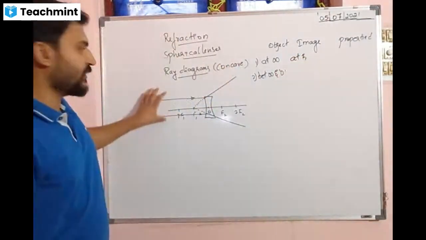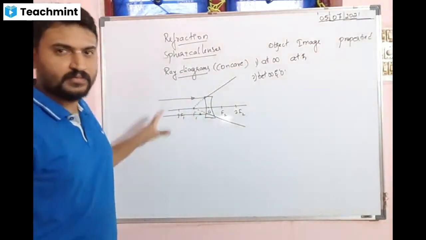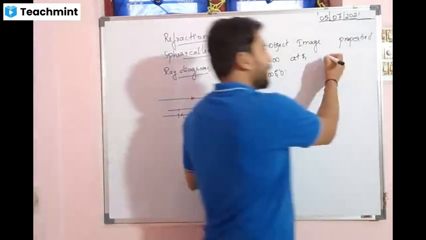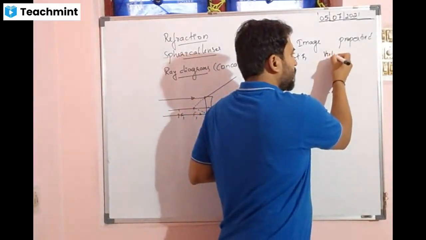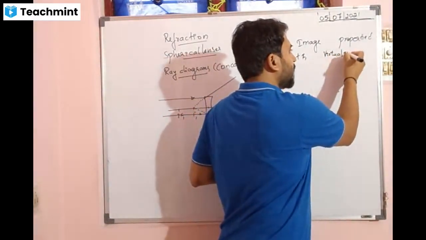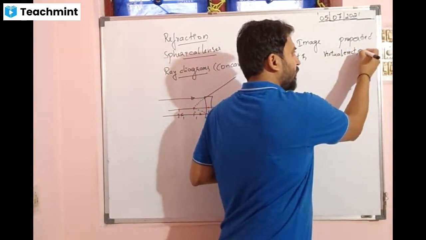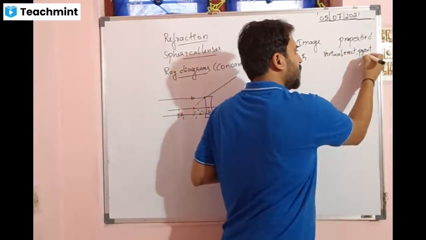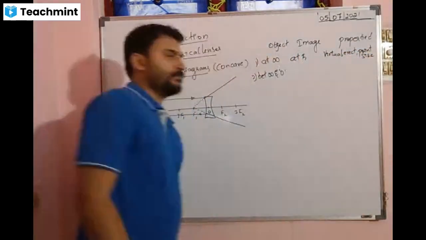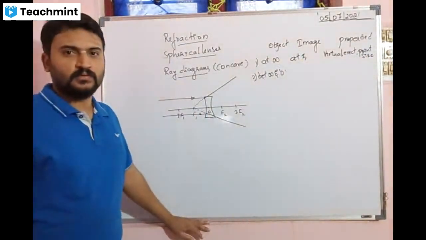As you can see, the object as well as the image is on the same side. Therefore, we can write it is a virtual image. It will be an erect image and the size is point size. This is for the first one.